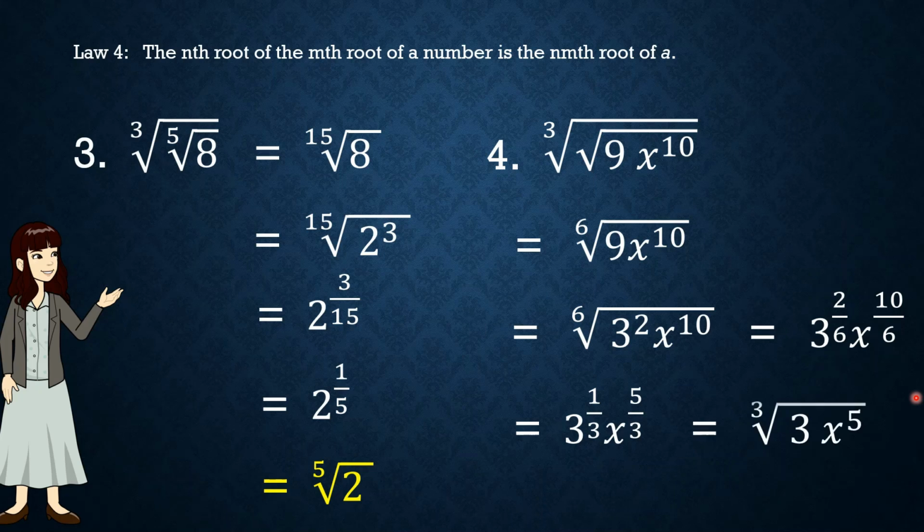So we will write this as a radical. We have cube root of 3x raised to 5. We have a perfect cube here in x raised to 5, so we need to get the perfect cube. When we divide the exponent by 3, the remaining is 2. So we have x cube root of 3x squared. And that is the final answer.